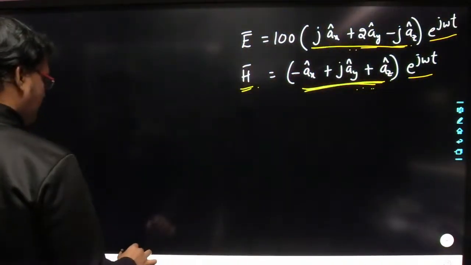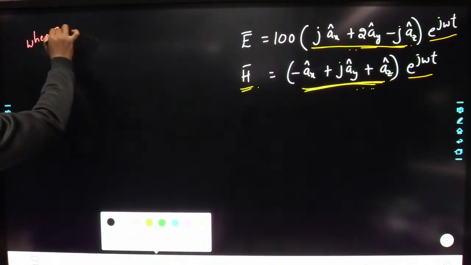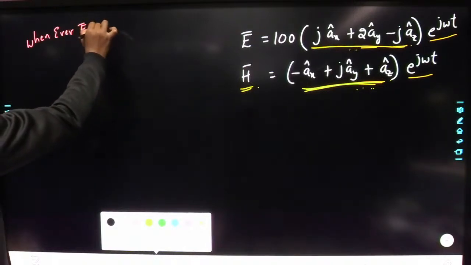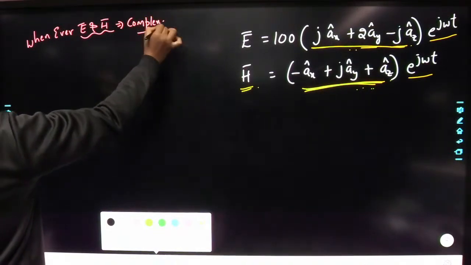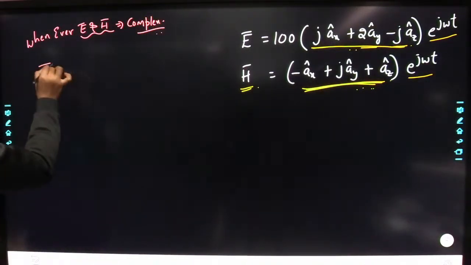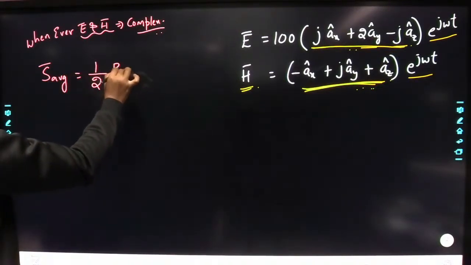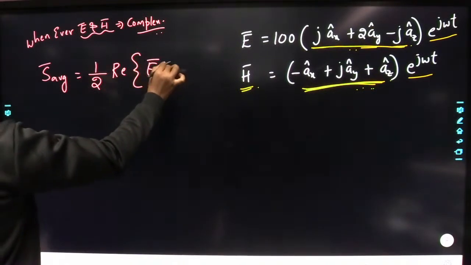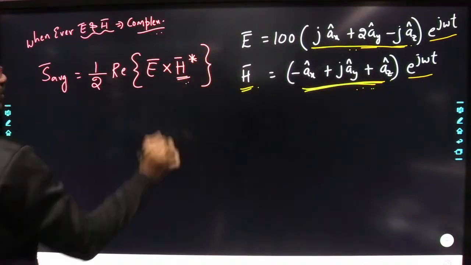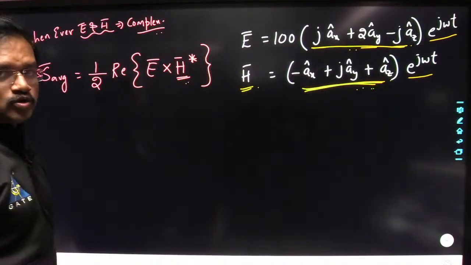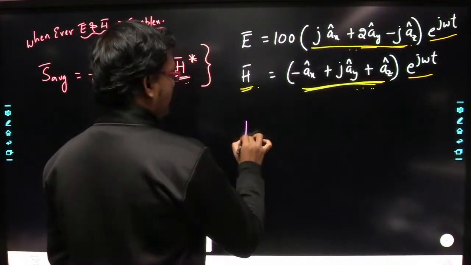So whenever E bar and H bar are given as complex quantities, then in that case, as I have told, you have to determine the average Poynting vector by using this formula: half into the real part of E bar cross H bar conjugate. So what do you mean by H bar conjugate here? Wherever you are having j, there you have to replace it with minus j. So here I am writing the expression for H bar conjugate.